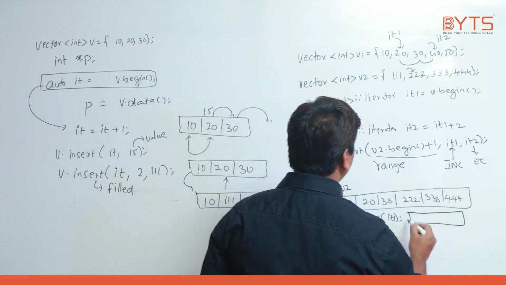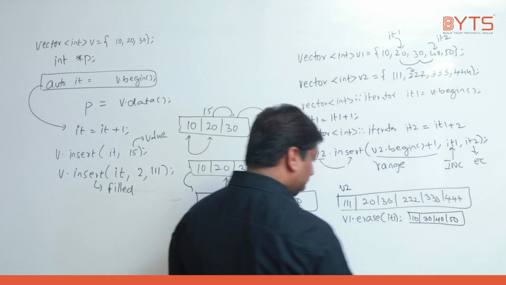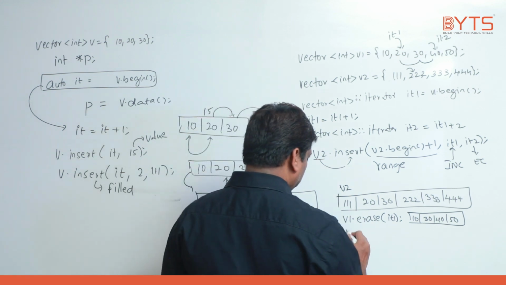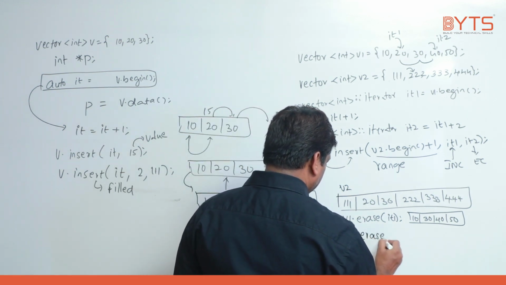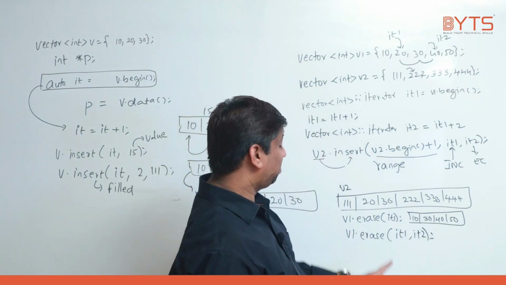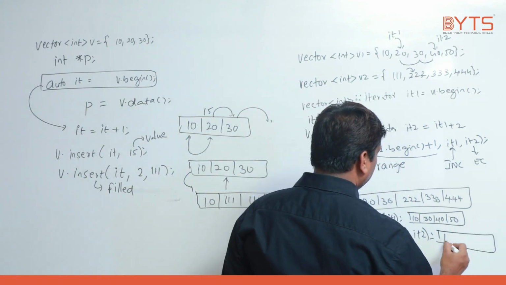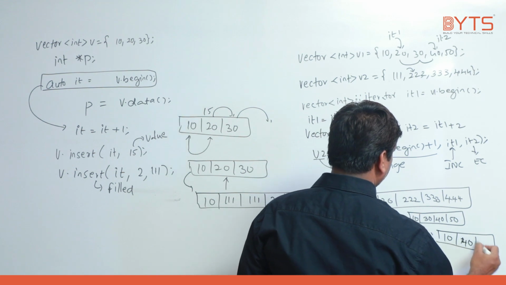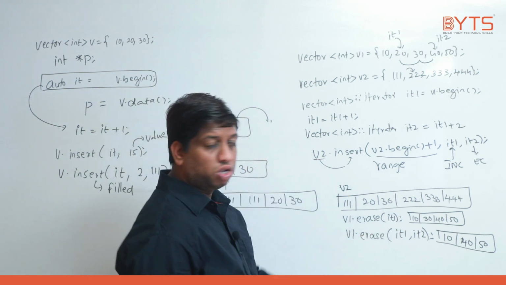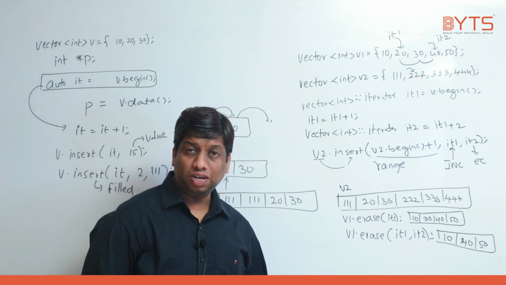So what will be the resultant elements? We have 10, 30, 40, 50. For example, instead of this statement, what if I write v1 dot erase of it1 comma it2? What is the meaning? We need to erase the elements from it1 to it2. Means what is the resultant? We have 10, 40, 50. So always it1 is inclusive, it2 is exclusive. So that's how we use erase. How we use it in list, DQ, all the things, same way we are using it here also. I hope this is very clear, right?